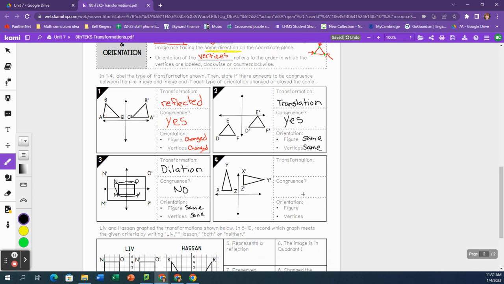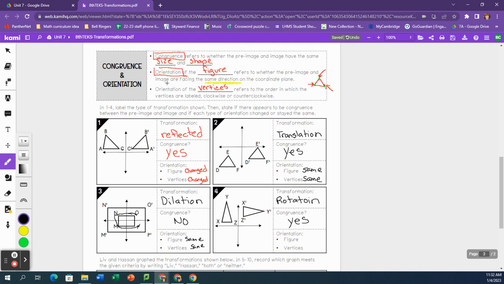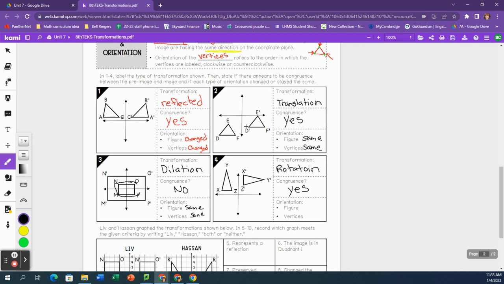Next one. What transformation took place here? We rotated. So this is a rotation. Are they congruent? Yes, they're the same size. Now, the figure. Look at the figure orientation. Are the images facing the same direction? Do these images face the same direction? No. So this changed. What about the vertices? Are we in the same order though? Yes, we're in the same order.